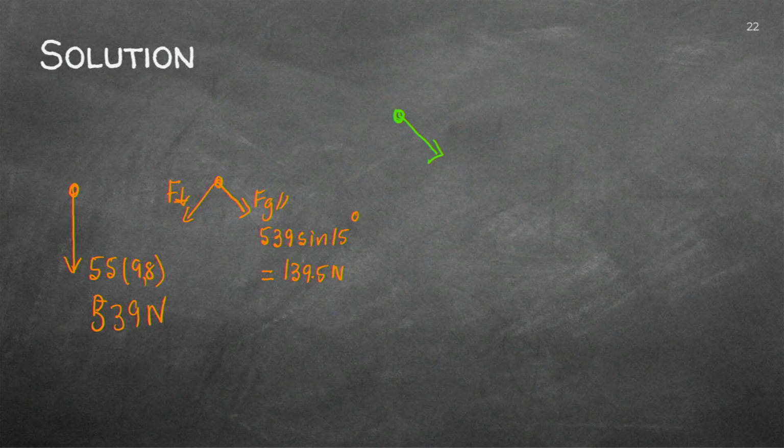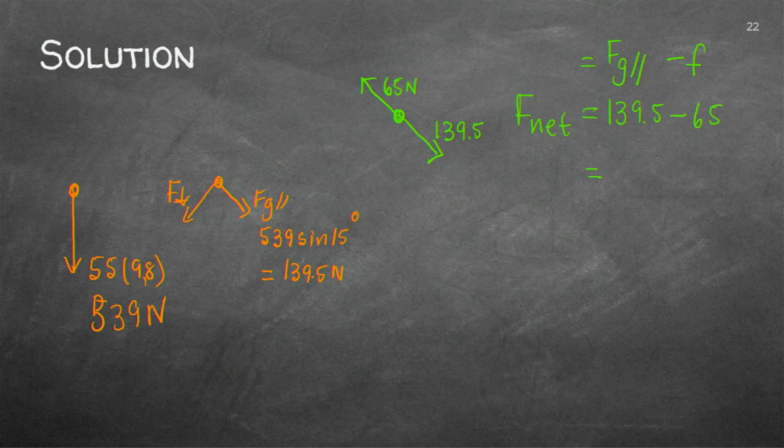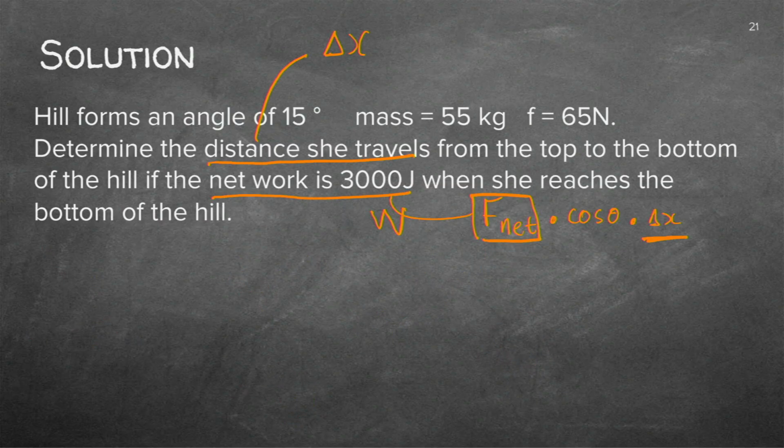Now, if you go back to your free body diagram, you now have this force here, and you've got friction there, which is 65 Newton. That would give you your net force. So let's calculate our net force. It will be 139.5, and maybe just for clarity, it's that force minus the friction, so minus 65, and you'll get a value of 74.5 Newton.